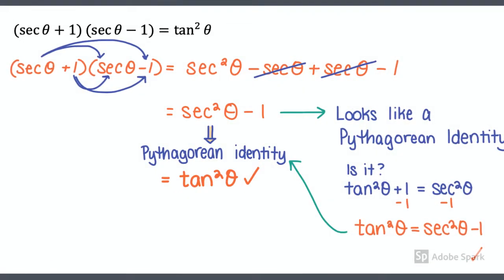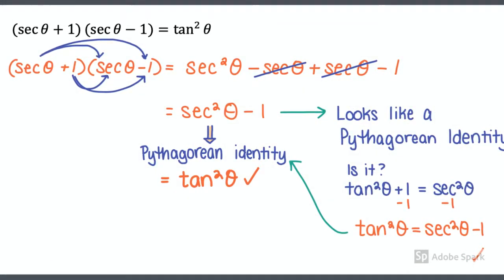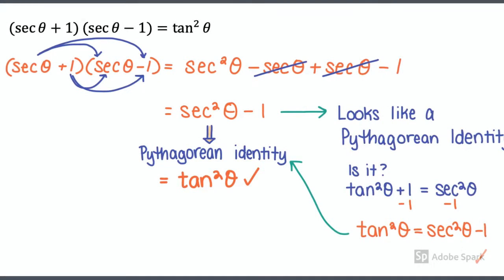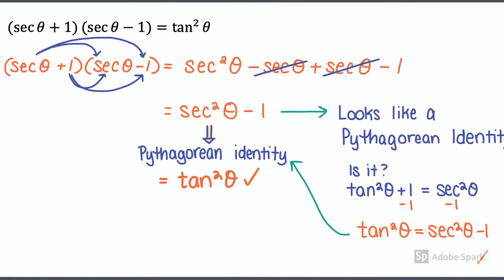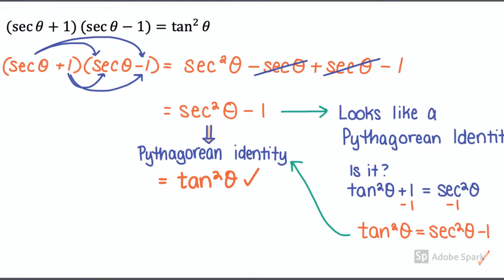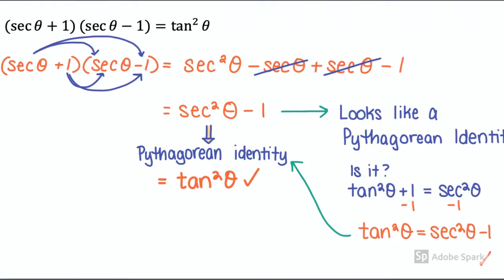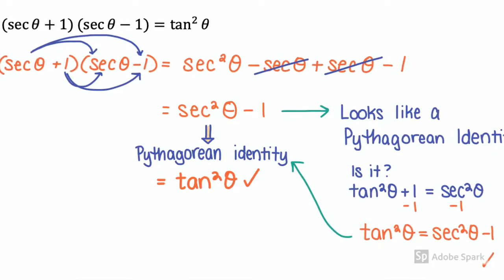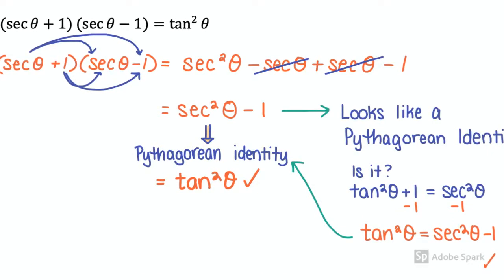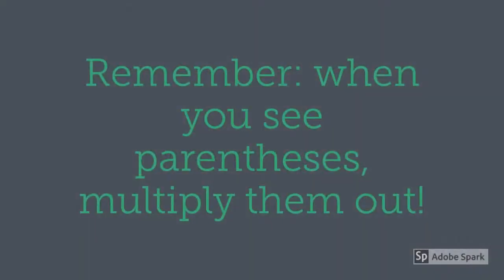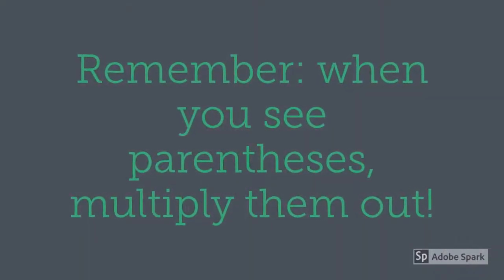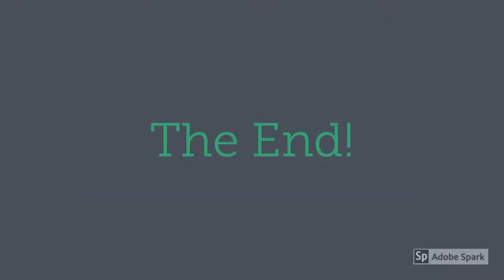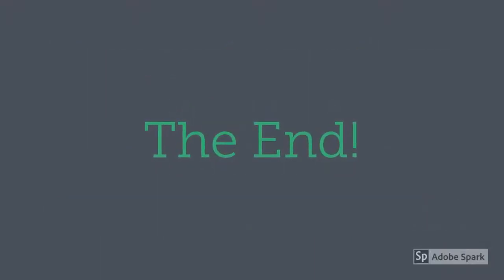The last thing I just want to remind you about with this strategy is that although you do want to check that side work of making sure you're making a valid Pythagorean identity substitution, the side work that I have between the two green arrows is not required in your problem. All you need to do is show me, oh, I'm using a Pythagorean identity to get from secant squared minus 1 to tangent squared theta. So remember, when you see parentheses, multiply them out. Always keep this strategy in mind as you are trying to verify identities.